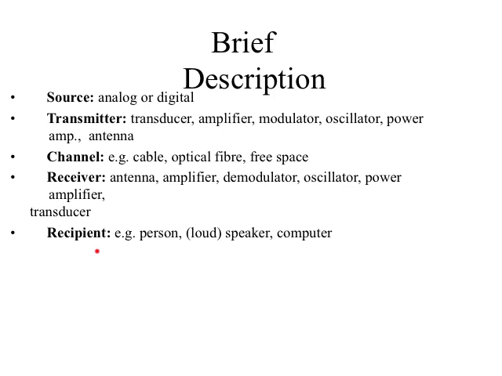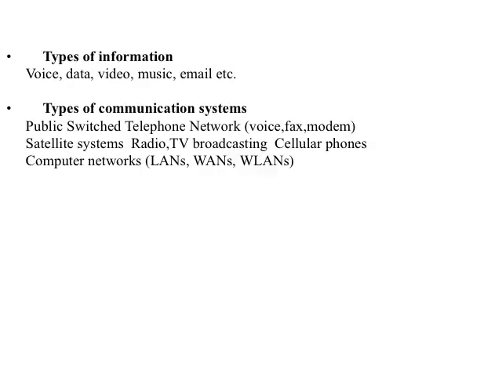And finally, the block that is present at the last stage is the recipient, the person who receives the signal, or it may be a speaker through which we are playing our music, or a computer through which we are receiving the data that is needed. Like this, these important blocks are involved in the communication from source to recipient. Now coming to the most important thing, what type of information we are intended to transfer.